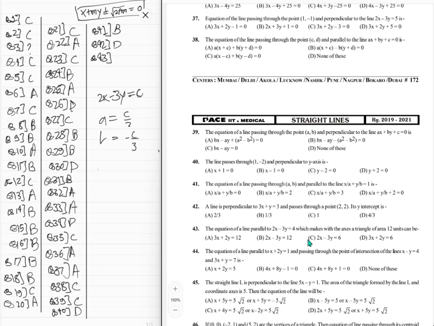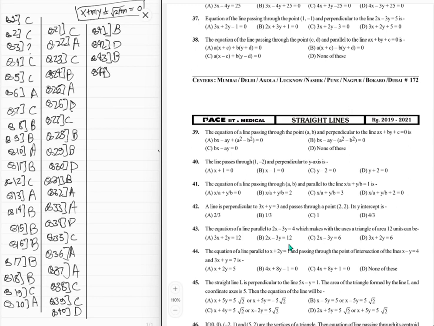So the signed area is half into negative c squared upon 6, and the unsigned area is half c squared upon 6. So c squared upon 12 is supposed to be equal to 12. So c is 12 itself, or plus minus 12 maybe. Yeah, that's better. So plus minus 12, and that means 2x minus 3y equal to plus or minus 12. So 2x minus 3y equal to 12? Yes. 2x minus 3y equal to 6? No, no, no. 43b. Next.